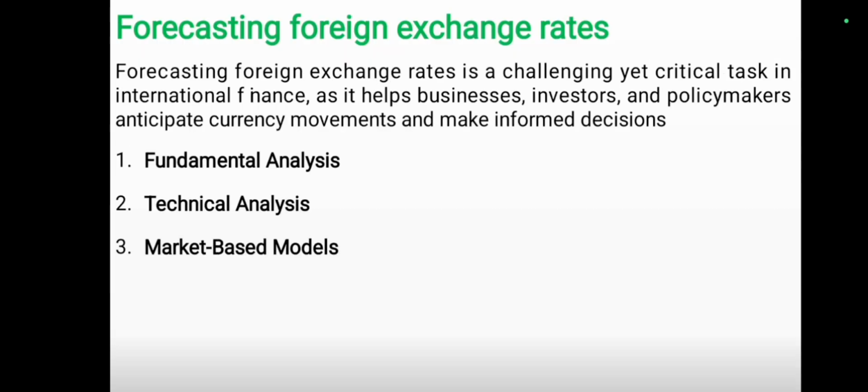Next, we have forecasting foreign exchange rates. We have three methods where you can anticipate the currency movements. One is the fundamental analysis, one more is the technical analysis, and the third is the market based models.